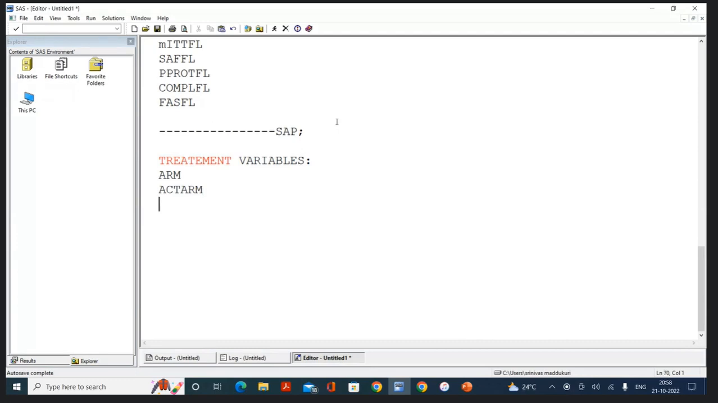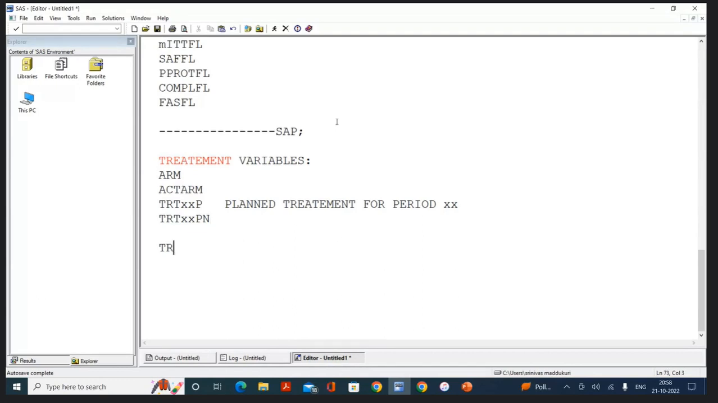Now, the next one that we are going to have is PRT XXP. You know what it means? Planned treatment for period XX. And the next one that we are going to have is PRT XX PN. Planned treatment for period XX numerical.